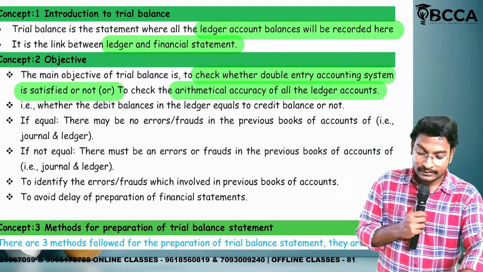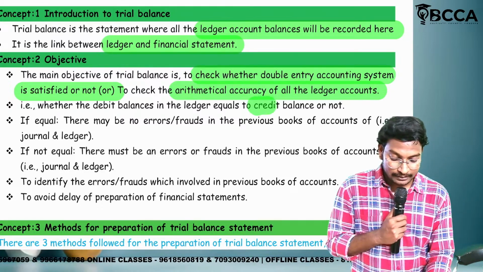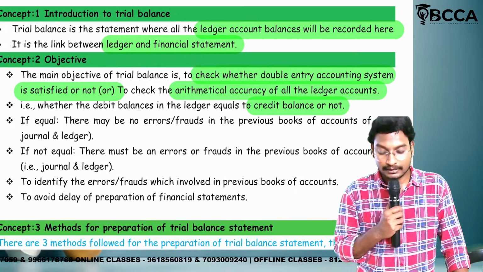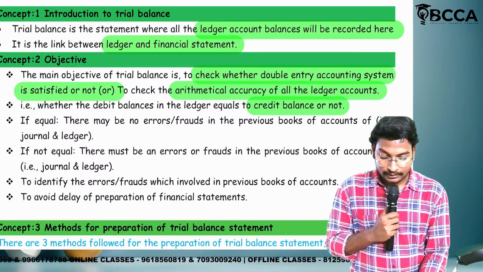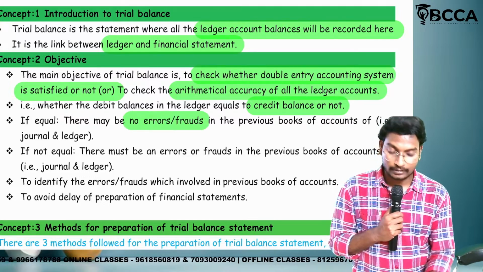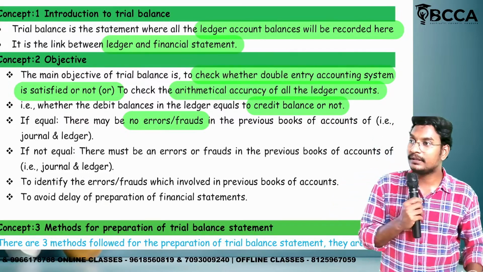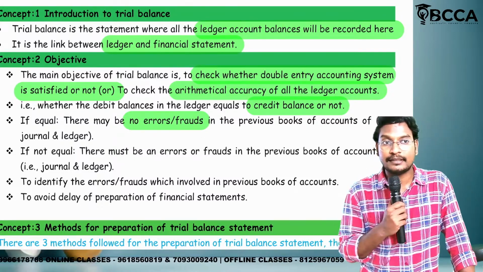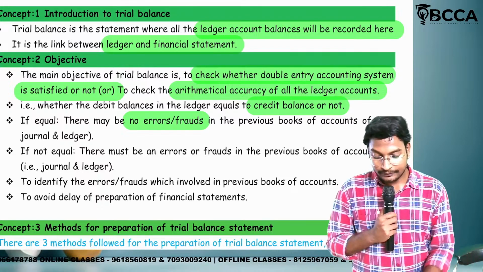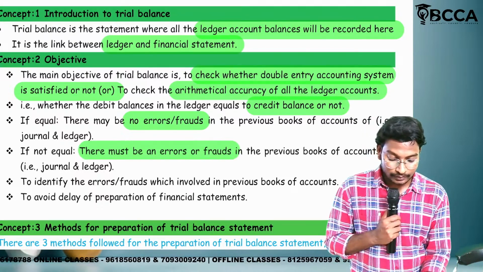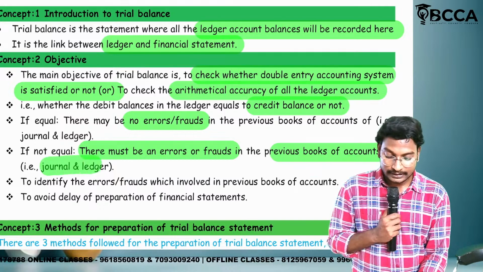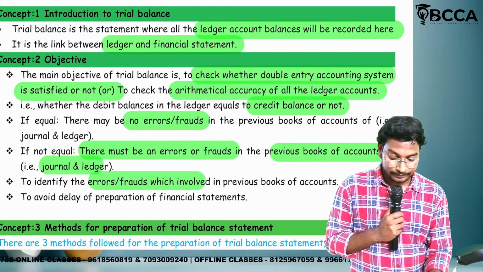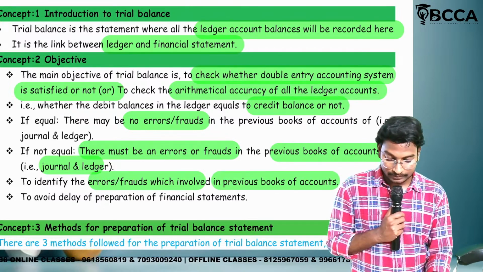Next, whether the debit balance in the ledger is equal to the credit balance or not. We have to check that in the trial balance. If it is equal, there may be no errors and frauds. Otherwise, there may be errors and frauds in the books of accounts. If it is not equal, there may be errors or fraud in the previous books of accounts, nothing but journal and ledgers. The trial balance helps to identify the errors and frauds involved in the previous books of accounts.